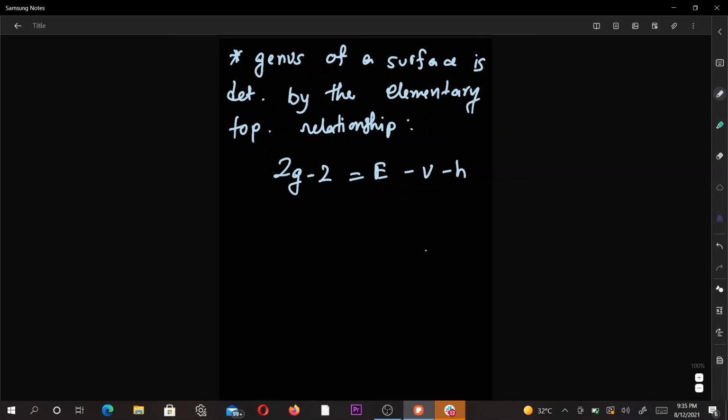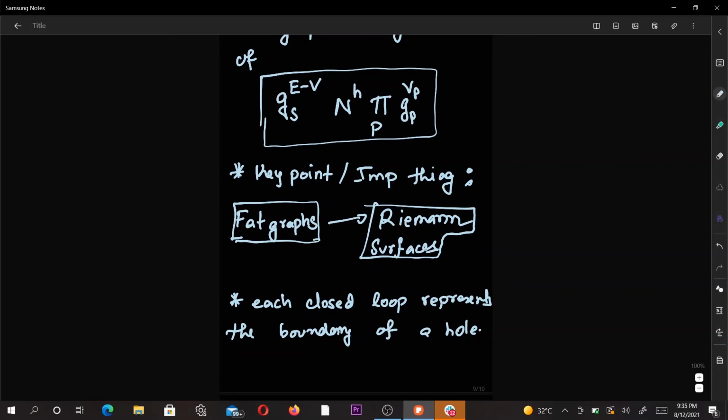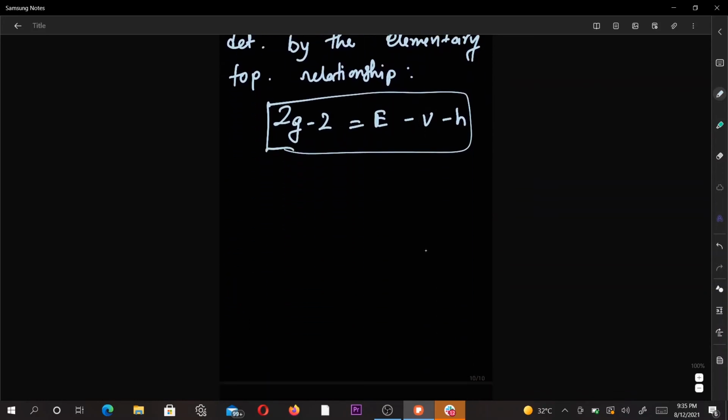Okay, so using this, we have everything in terms of the genus. Let's use this and we can write g_s using this. This E minus V, I can take the H to the other side, so g_s will have 2G minus 2 plus H.